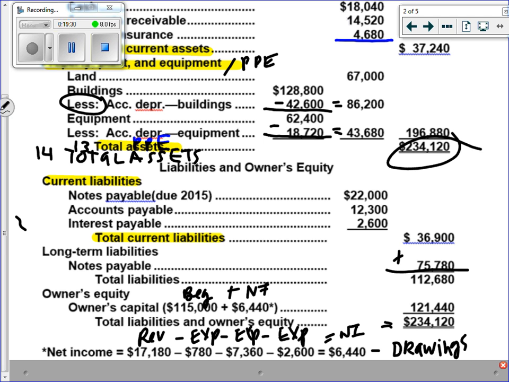I really like the next problem because it asks you, look at all these accounts and then classify them. Are they a current asset, a long-term investment, a PPE, or an intangible? Is it a current liability or long-term liability, and is it owner's equity? So here's what I do.